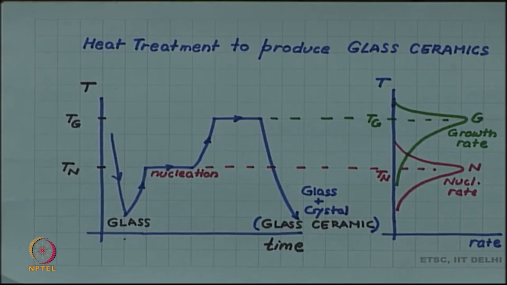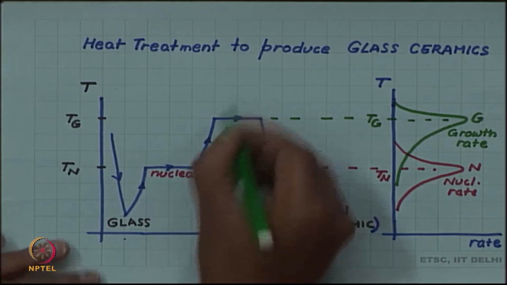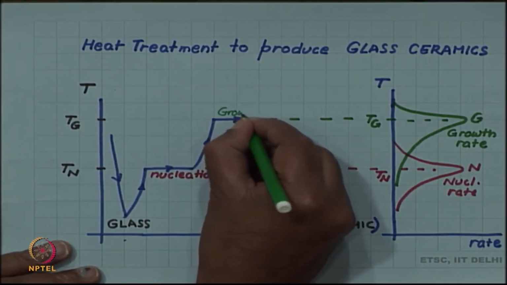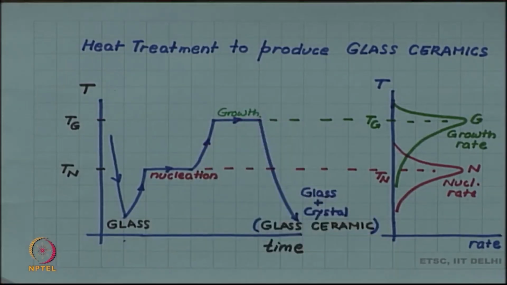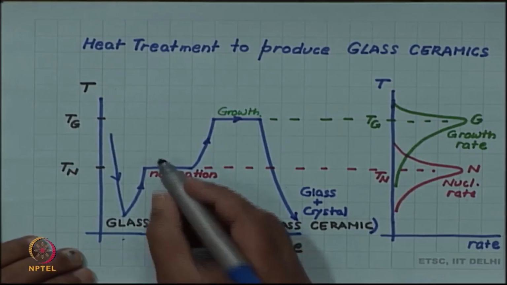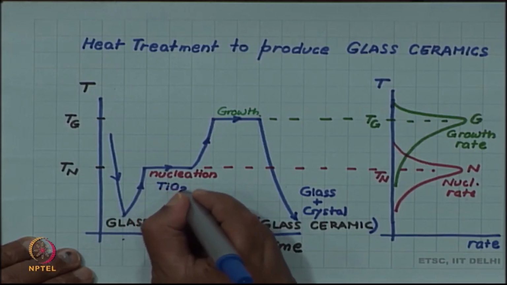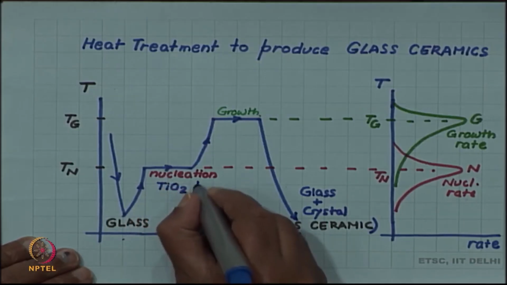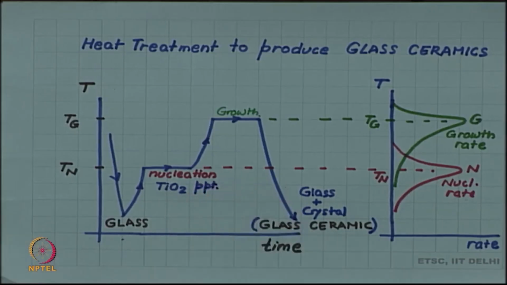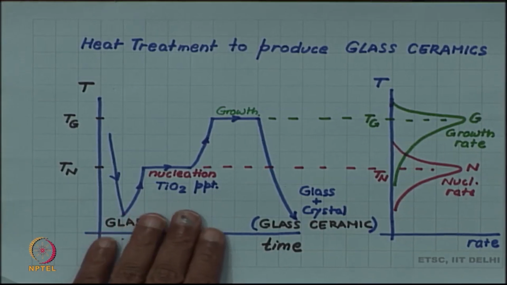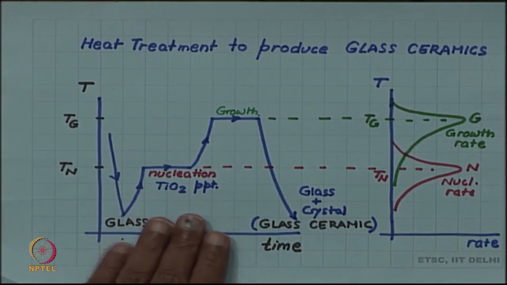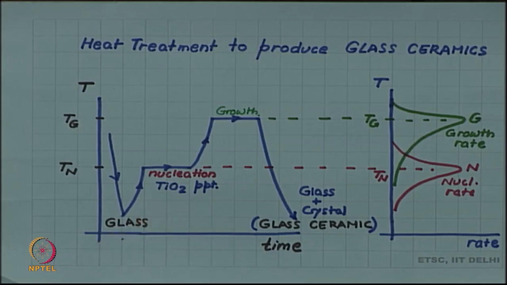One should also note that this was the growth stage, and during the nucleation stage, some heterogeneous nuclei, for example, TiO2, precipitate, and we have seen that heterogeneous nucleation is easier than homogeneous nucleation. So, these TiO2 precipitates form in the glass and they act as heterogeneous nucleation sites, which further enhance the nucleation rate.